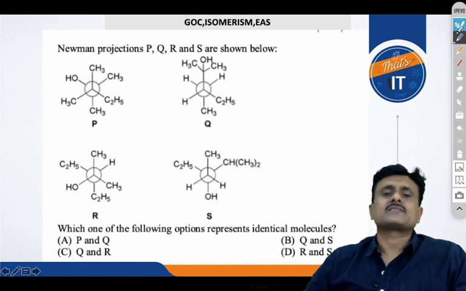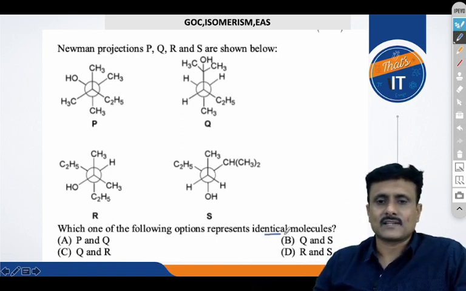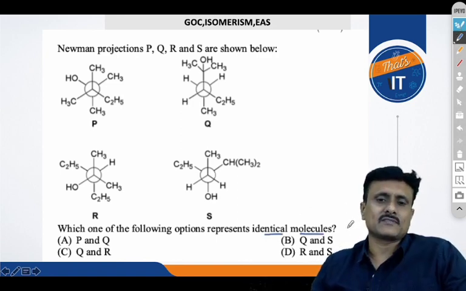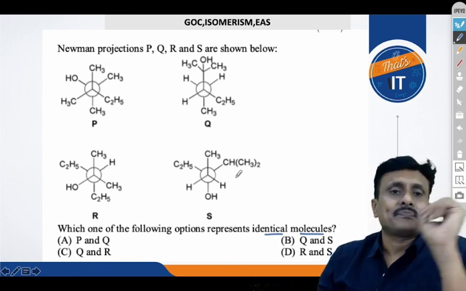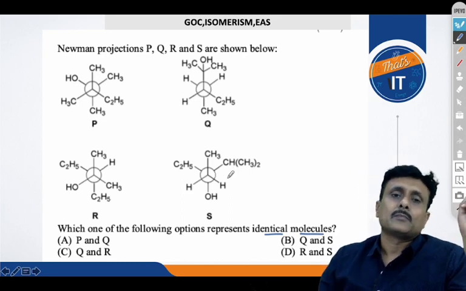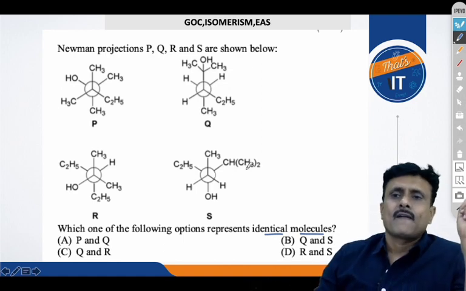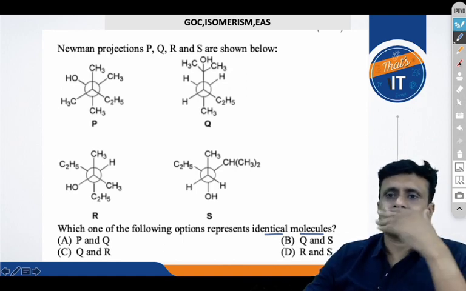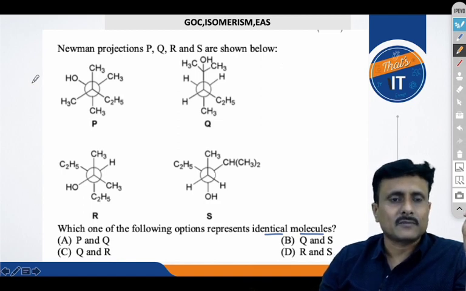Now let's see the next question from conformational isomerism, linking it with optical isomerism. He is asking you to identify the identical molecules, right? For that you have to rearrange the structures, or the conformers, of these P, Q, R, S which are given over here, right? So that I'm going to do initially. I'm going to take up each option's conformational isomer in a different manner. I'm going to rewrite it.